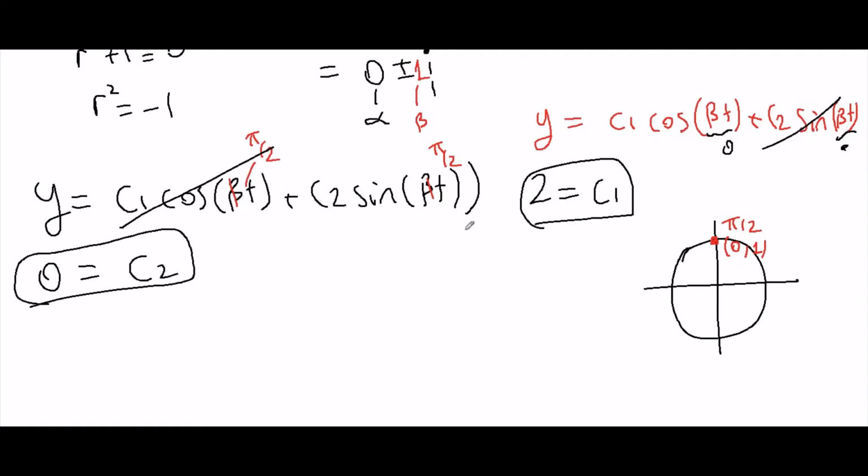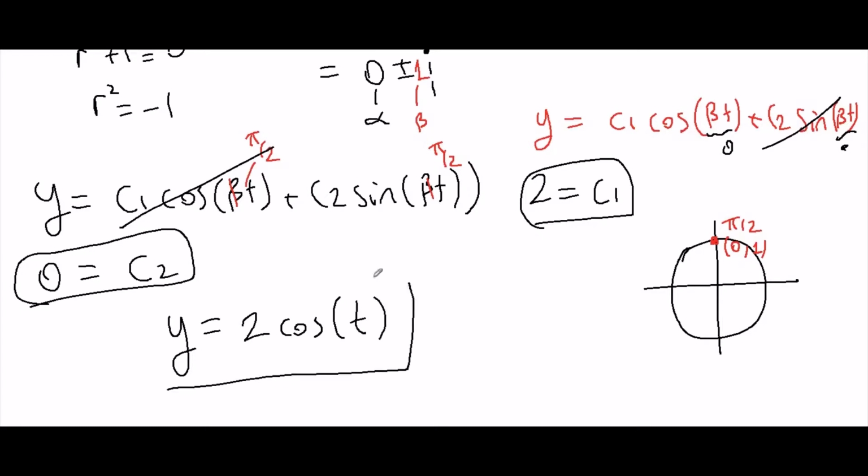Our c1 is 2, our c2 is 0. Then our unique solution is y equals, we can cancel c2, only 2 cosine of just t. So this is the only solution that satisfies the given differential equation. Because c2 is 0, we cancel that. So we're good with part A. Let's go ahead and do part B.